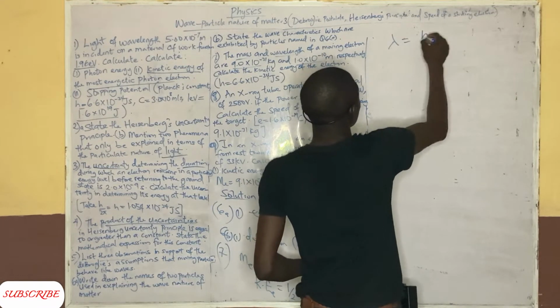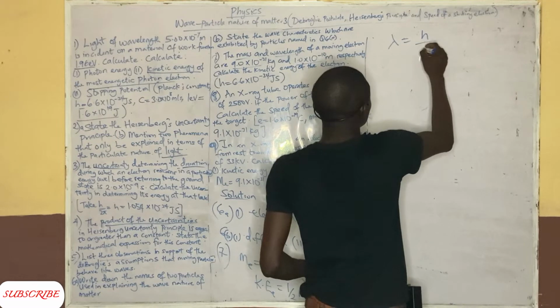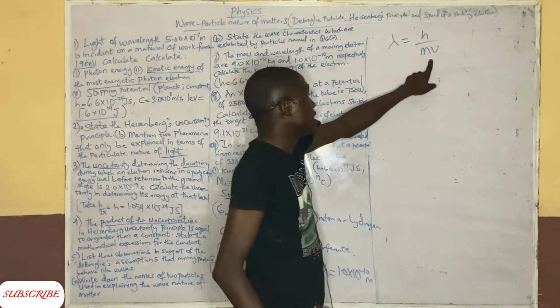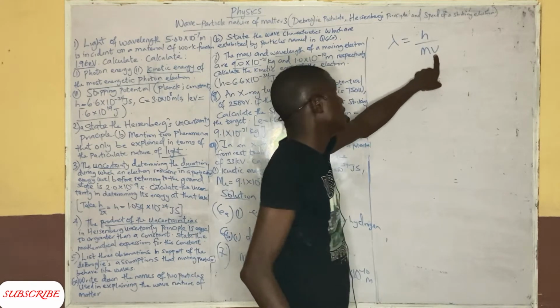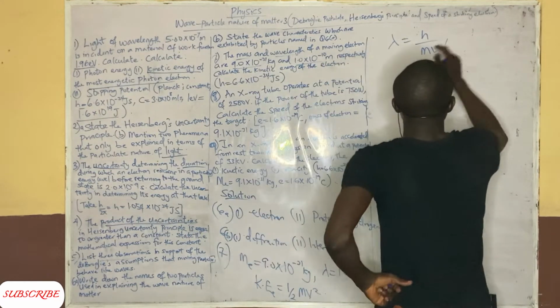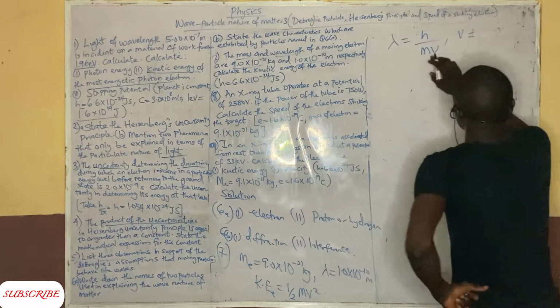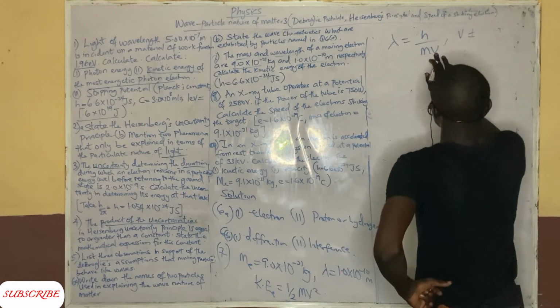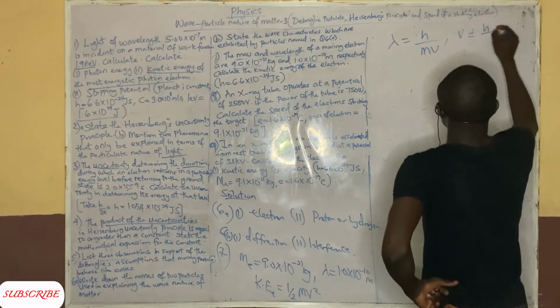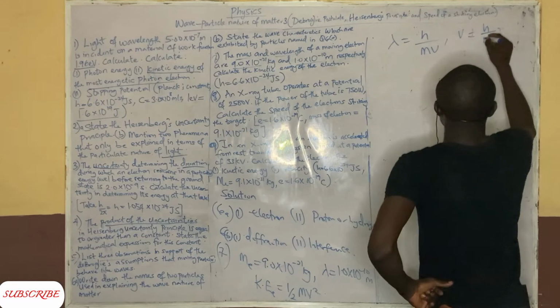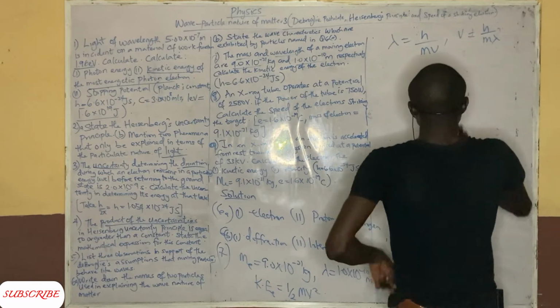Lambda is equal to h over what? Momentum, which is the same as mv. So we can easily get our v from here. Making v the subject of the formula, by cross multiplication we have v equal to h over m lambda. So that is v for you.